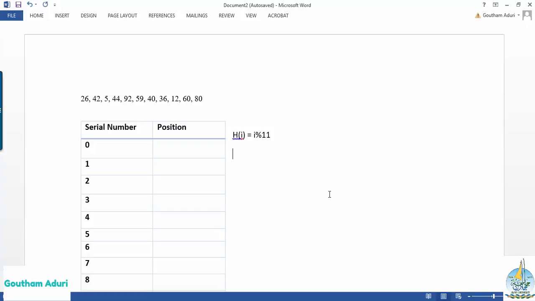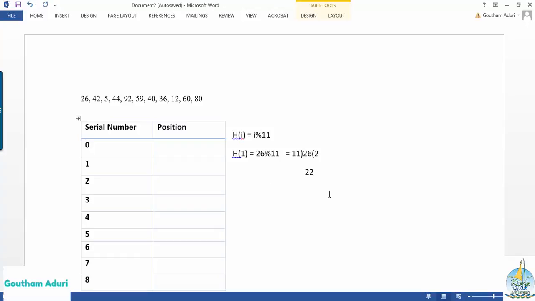The first one is h of 1, which is 26 mod 11. How much is it? 11 2's are 22. So it's 11, and then 26, and it shows 11 2's. Now I can say it's 22.